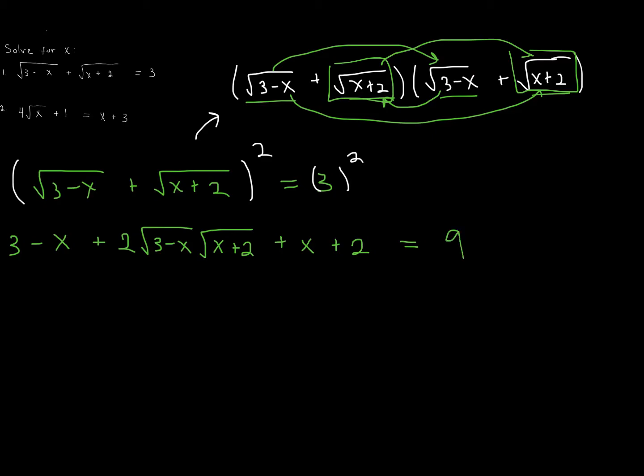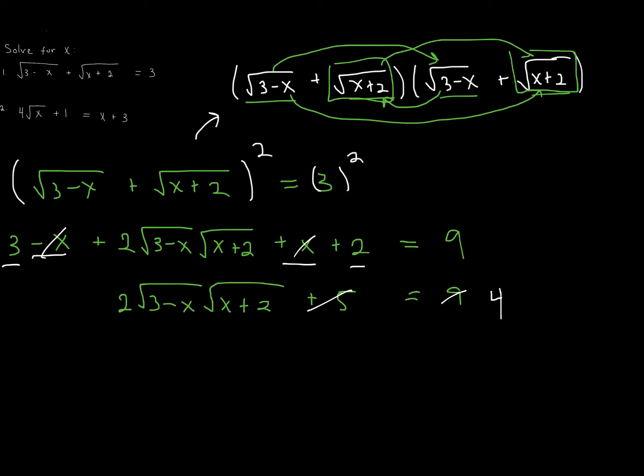And let's collect some like terms here. So I have negative x plus x and 3 plus 2. So negative x plus x goes away. 3 plus 2 is 5, so I'm left with 2 square root of 3 minus x times square root of x plus 2 plus 5 is equal to 9. And subtracting 5 from both sides will give me 4 on the right side. And I can also divide by 2, or multiply by 1/2 on both sides, so that I can get rid of that leading coefficient there.